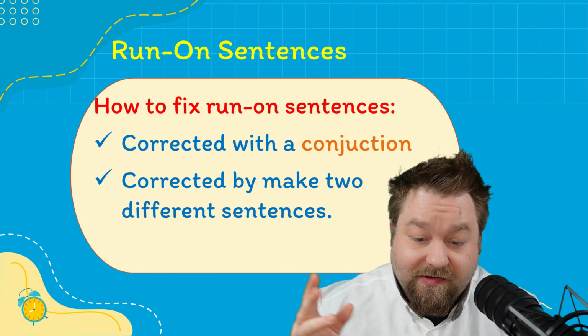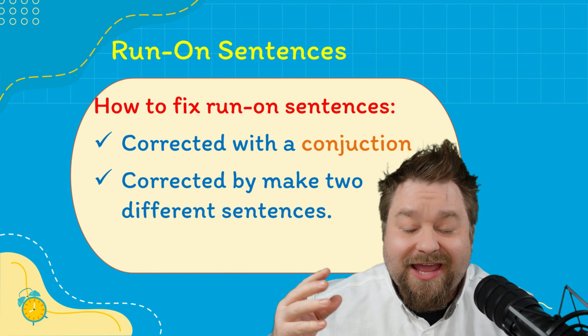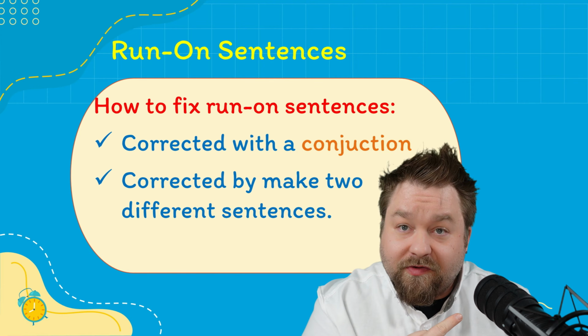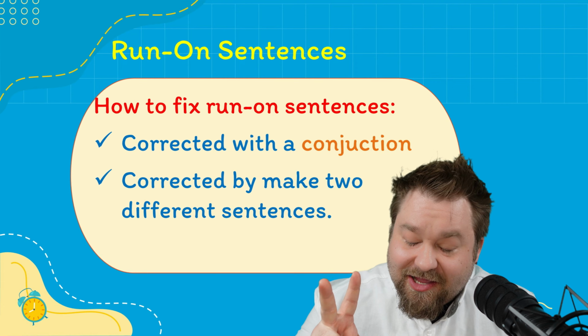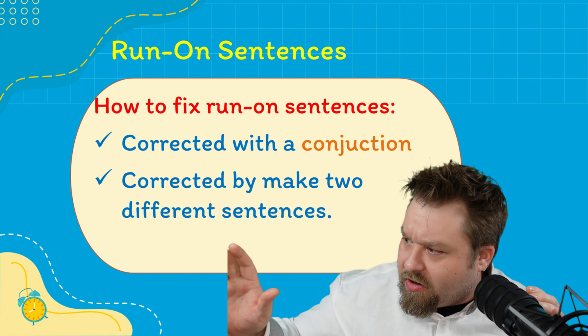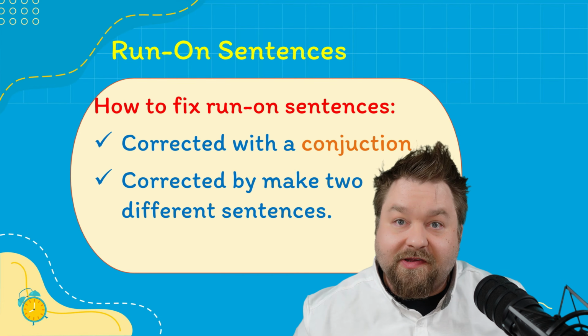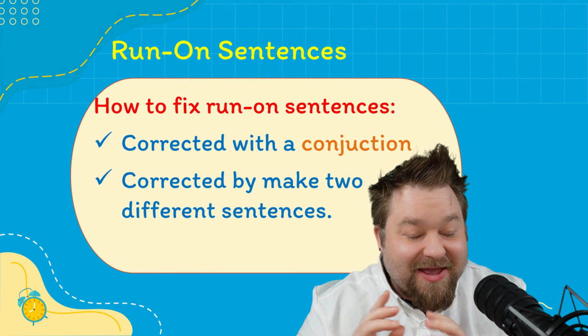So, how do we fix them? Well, there's two main ways to fix a run on sentence, okay? First, we can correct it with a conjunction. We just learned about those in the last lesson. I hope you watched it. And the second way is to just break it apart and say, you are a sentence, and you are a sentence, and maybe you are a sentence if it's a really bad run on, okay? So, two ways to do it, conjunction or break it apart.